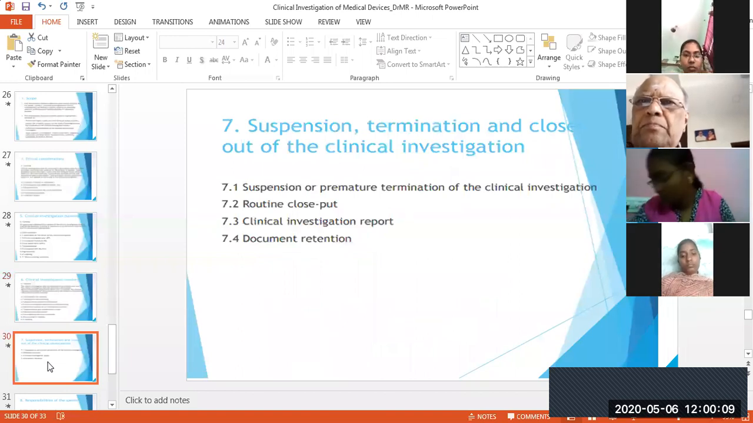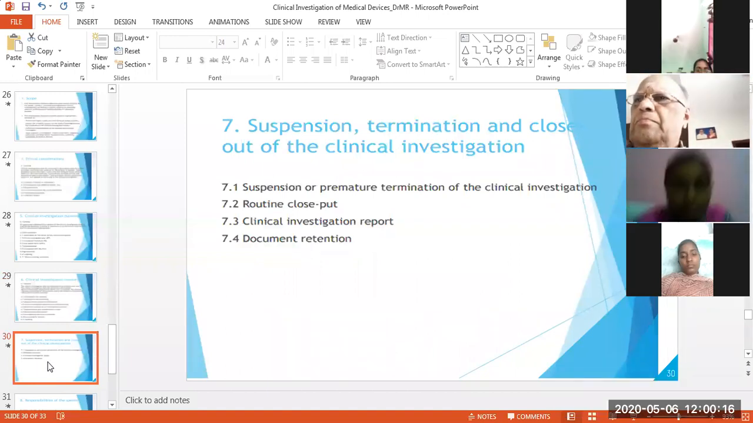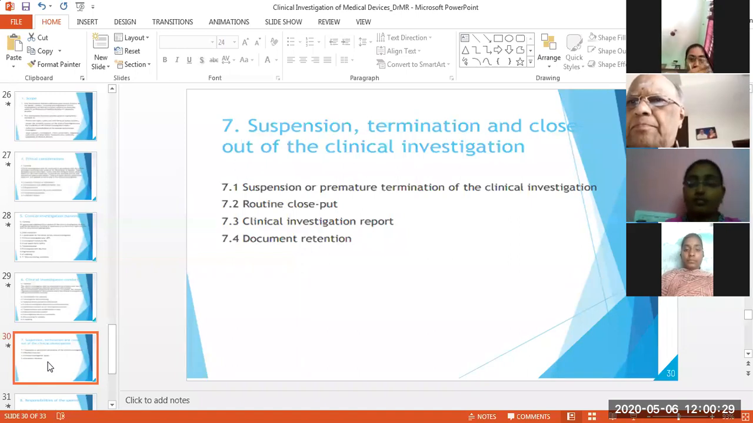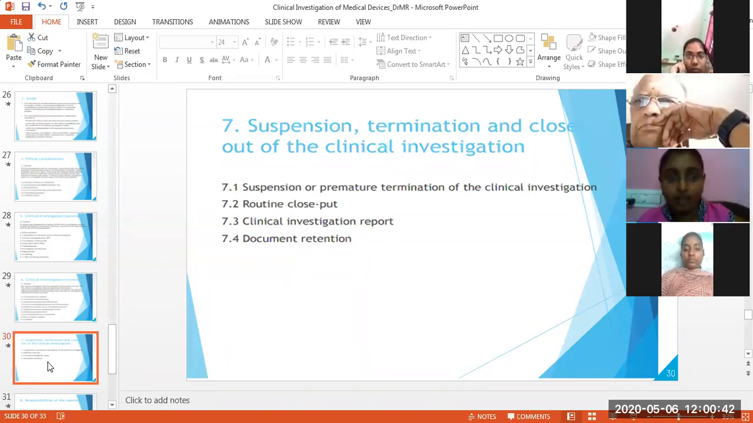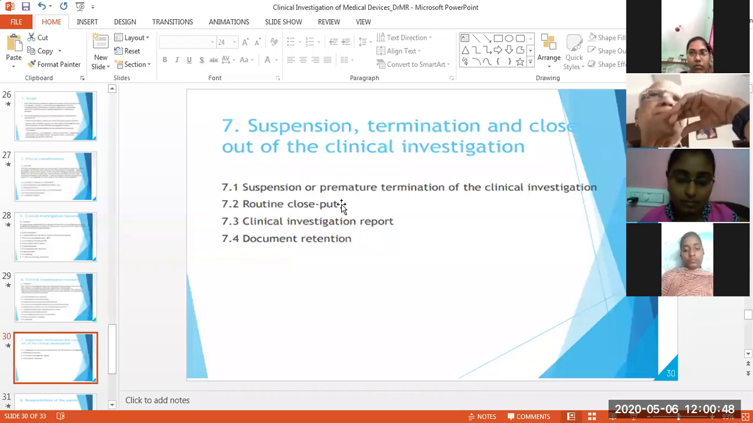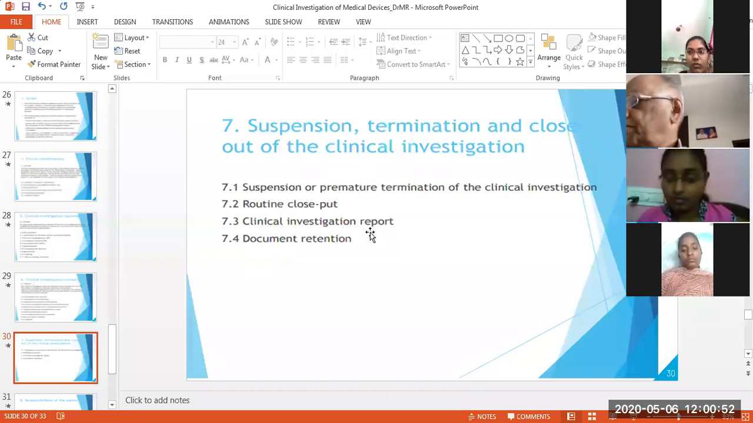And the 7th one, suspension of the clinical investigation of medical devices. This chapter explains the suspension, termination, and close out of the clinical investigation plan. So what are the different circumstances where the clinical investigation is going to be suspended or terminated or closed out? When a patient may face difficulties during the clinical investigation, you have to suspend, or if they are not following the Declaration of Helsinki principles. It means the institutional review board may not approve your investigation and suspend it. And the clinical investigation report and documentation retention, everything you have to follow for this chapter.